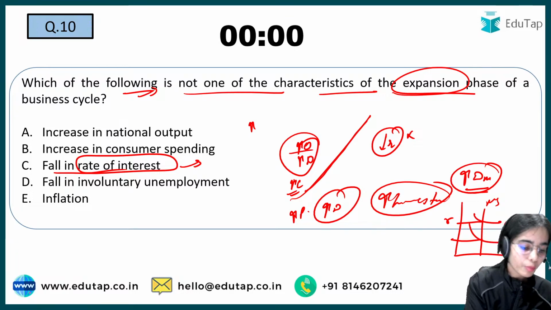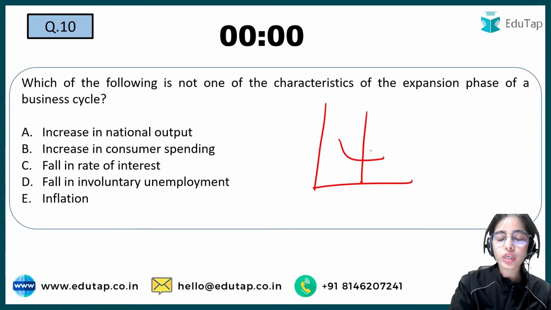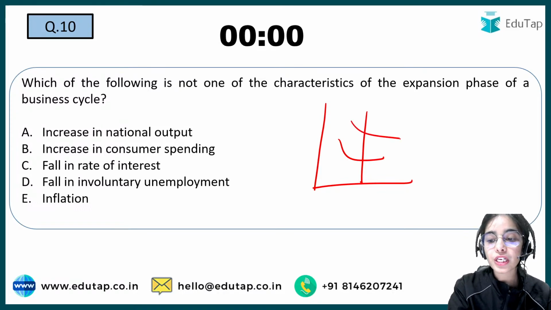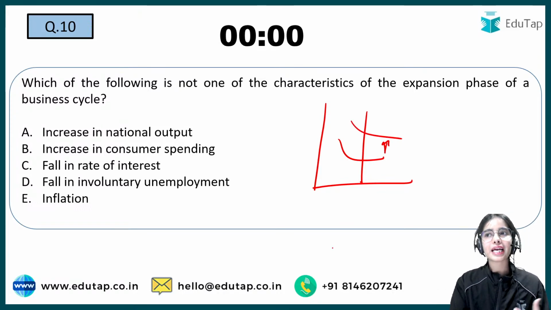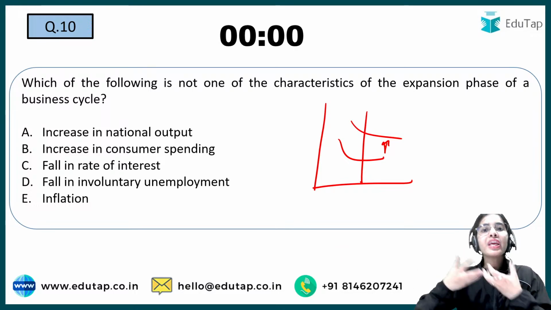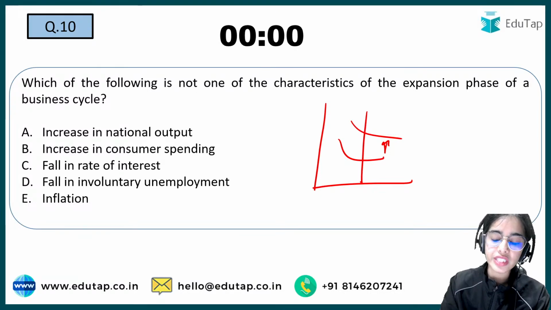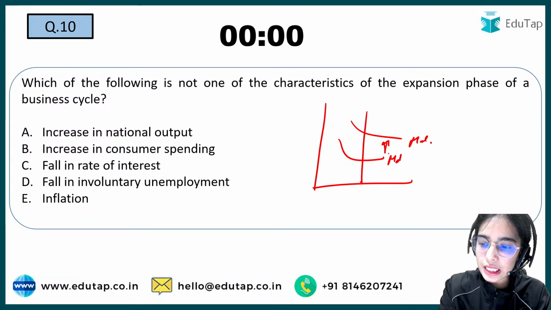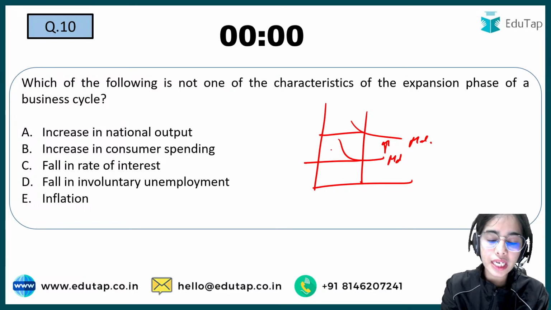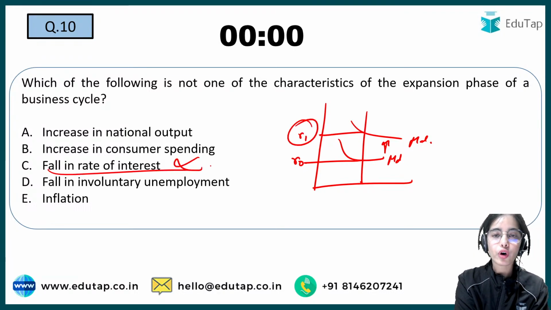Because of the positive sentiment of the people, it's not like that the demand for money is increasing because of income. It is because of the positive sentiment of the people, that they are seeing that the economy is growing so well, so whatever we invest, we will be getting good profits. So because of their positive sentiments, the demand for money is increasing. The demand for loans is increasing, due to which the rate of interest is going to increase. So no, it is not falling, it is increasing.